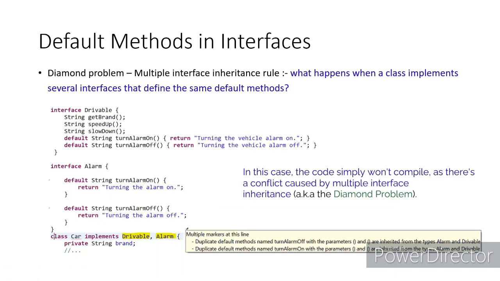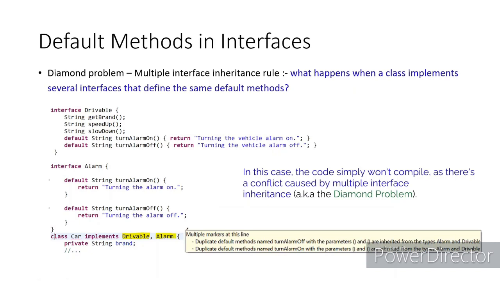So there will be a problem, because when you create a car instance and you invoke the turn alarm on method on it, it is not going to understand which one you intend to invoke. Do you intend to invoke turn alarm on of the alarm interface, or turn alarm on of the drivable interface? When you say Car c = new Car(), and then c.turnAlarmOn(), it is not going to understand which implementation it should call. So there will be a lot of confusion, and the compiler will in the first place give you an error. The compiler will not allow you to proceed ahead.